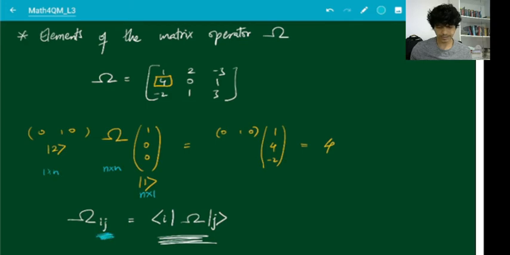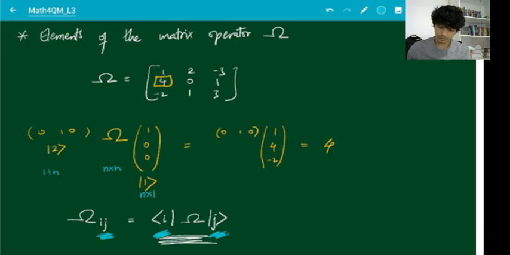So for the ijth component of omega, you put the ith basis vector on the bra side and the jth basis vector on the ket side, and that will give you the element of this matrix.